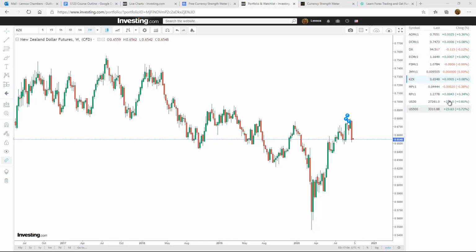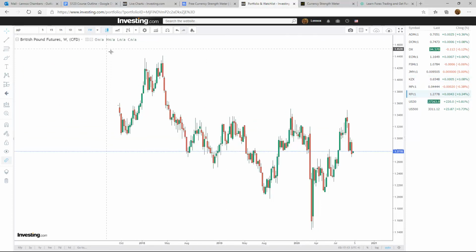Let's take a look at the GBP one. Okay, it is the British pound. So British pound on the weekly also pointing to the downside. So again, a big run up, and now we've hit resistance, and we're heading back down.